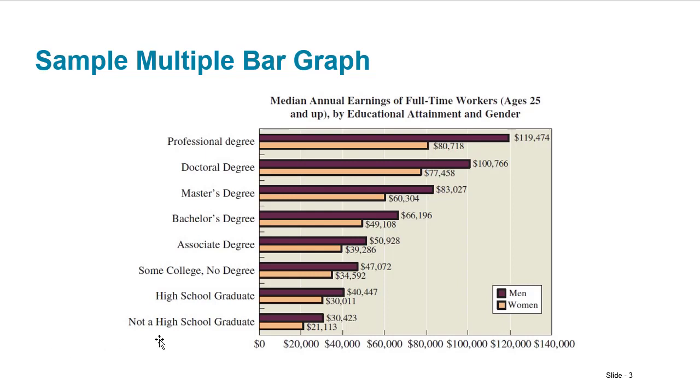So here's a sample of a multiple bar graph, right? Where you have to look at the legend, right? And the red color is men, that kind of peach color is women, and it gives you all the different degree types, and then you can see the differences in average salaries, or in this case, median salaries between the genders. So you can see that no matter what level of education, men are earning more than women, and that's a problem that we've seen time and time again.